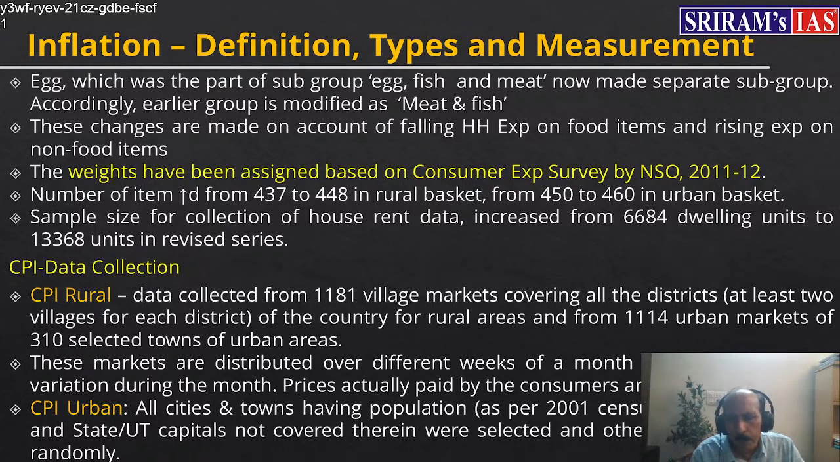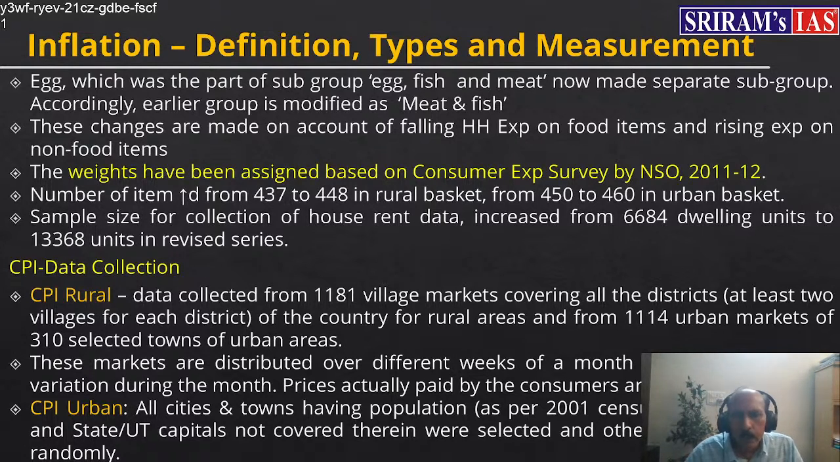While selecting the markets, we take care that at least 2 villages are selected in each district of the country. And 1,114 urban markets are selected from 310 selected towns of urban areas. While selecting the towns, we ensure that all the state capitals are selected. The towns we pick are based on the definition where the population is 9 lakhs or more. All the towns which have a population of 9 lakhs and more, plus all state capitals, if they are not covered under the 9 lakh criteria, are necessarily covered.